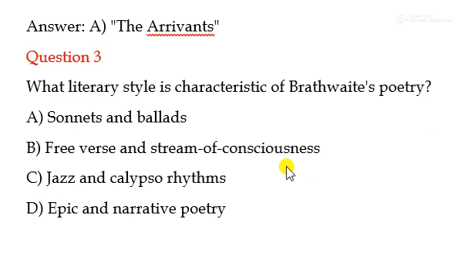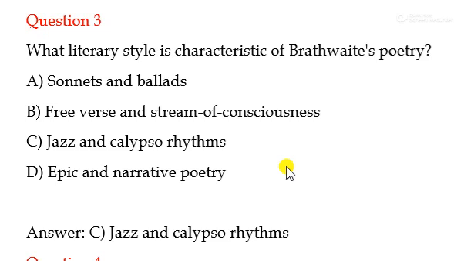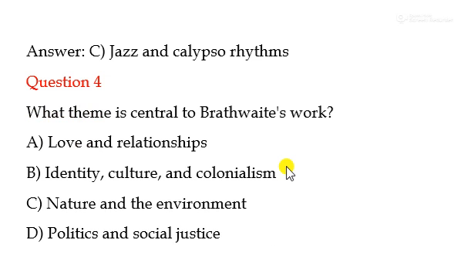Next question, question number 3. What literary style is characteristic of Braithwaite's poetry? Sonnet and ballads, free verse and stream of consciousness, jazz and calypso rhythms, epic and narrative poetry. So option C is the correct answer. This is a very tricky question. You can remember this point that Braithwaite used jazz and calypso rhythms in poetry. Option C is the correct answer here.